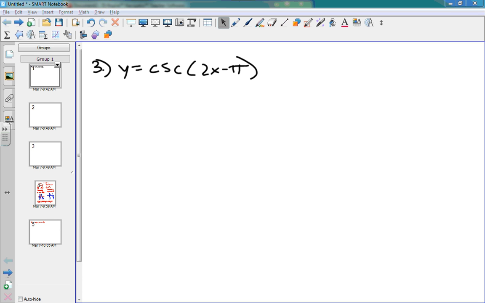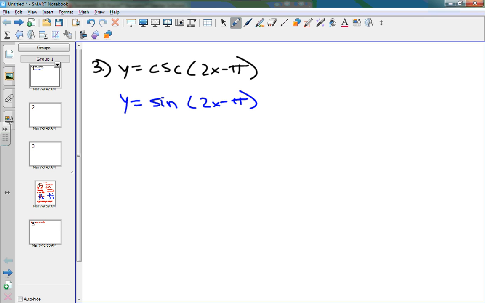Here we go. In order to graph cosecant and secant, you have to know how to graph the cosine and sine. So every time I see cosecant, I need to, in my head, first graph the sine of 2x minus pi. Do we all understand that? Whenever I see cosecant, I need to graph sine before I can graph cosecant. So let's go through this material and graph sine.